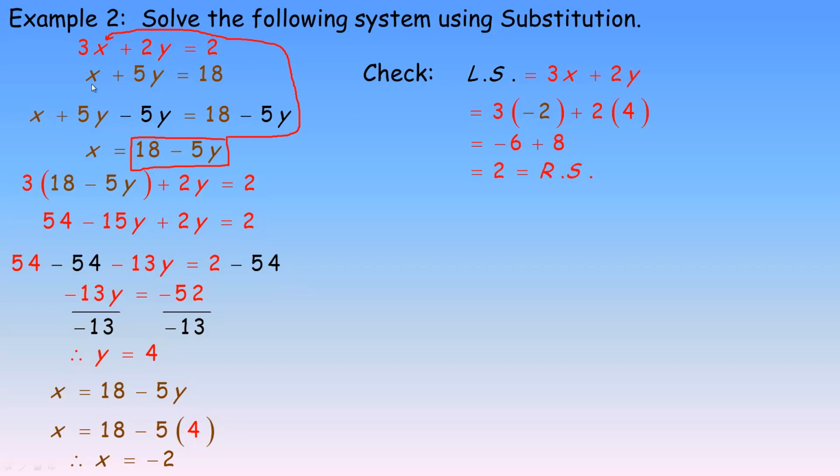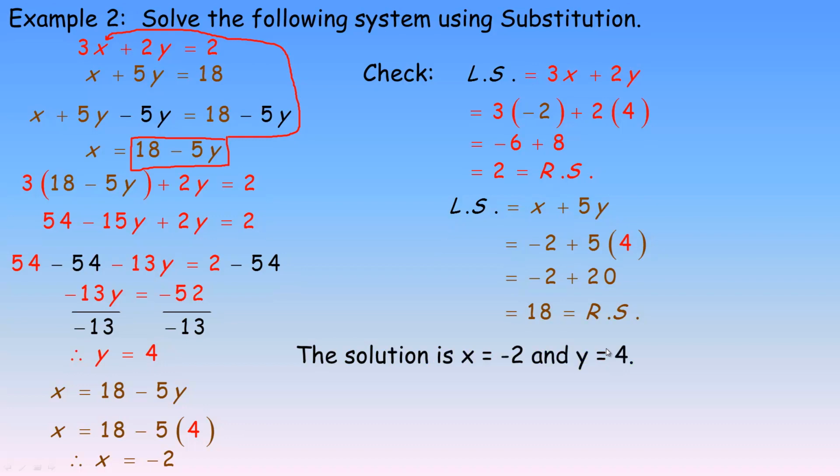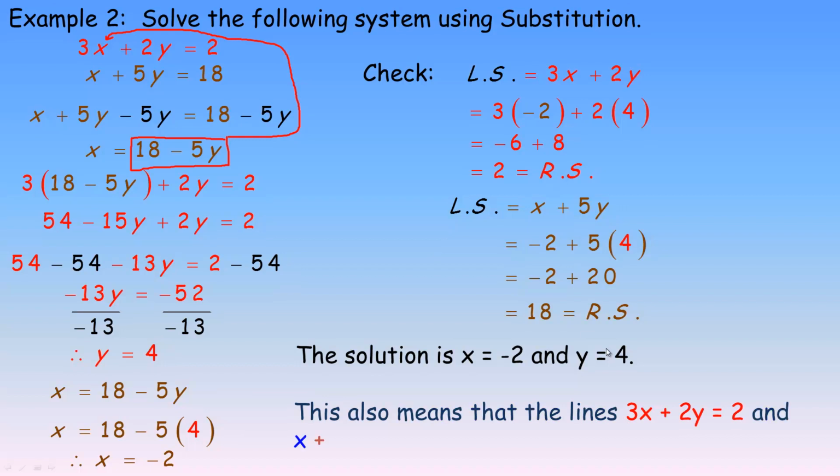So let's check in the second one as well. The x plus 5y is the left side expression. So again, we're putting negative 2 in place of x and the same 4 in place of y here. So 5 times 4 is 20. So it's 20 we're adding to the negative 2, which is 18, which is what's on the right side. So it checks. That's good. So the solution is x equals negative 2 and y equals 4, which also means, and I'll show you graphically, that if you graph those two lines, they should intersect at the point negative 2, 4.